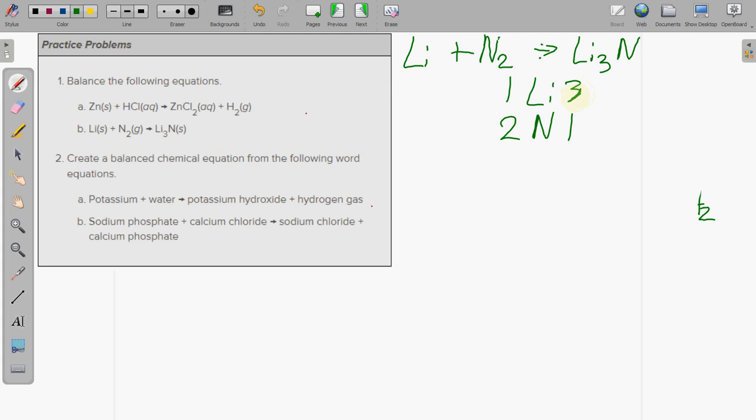Okay. There's no hydrogen in here, so I'm just going to start with lithium. If I put a 3 here, that immediately balances lithium. Nitrogen is not balanced, so I'm going to put a 2 here. So that gives me 2 nitrogen, but it's also going to give me 6 lithiums. So that means I need to change.